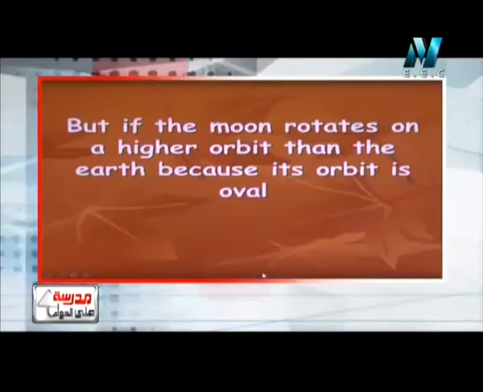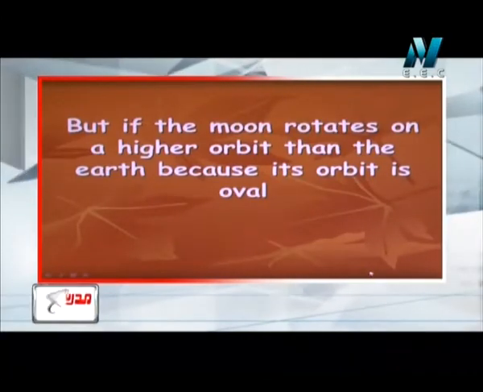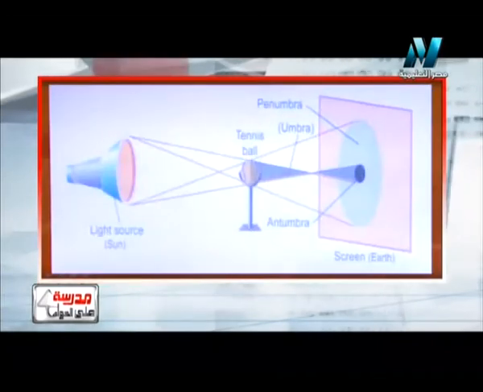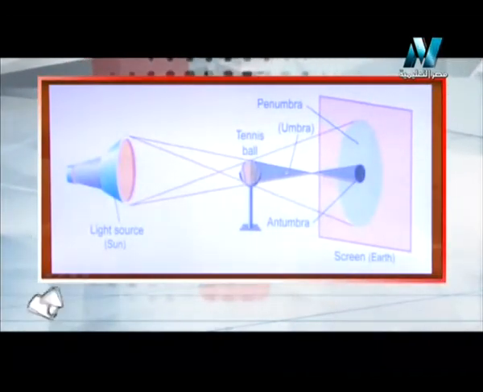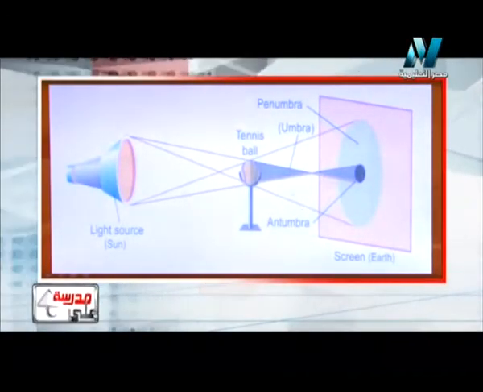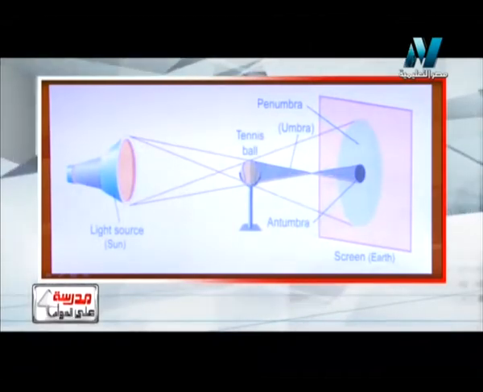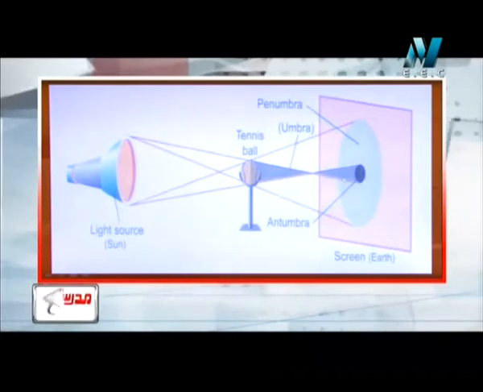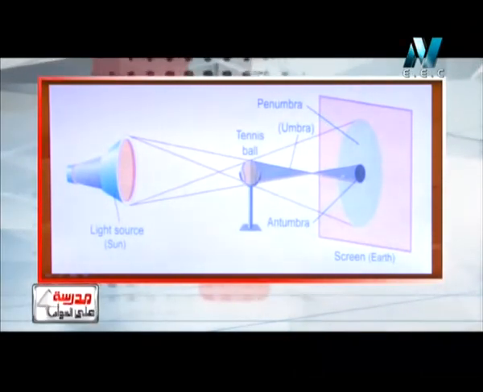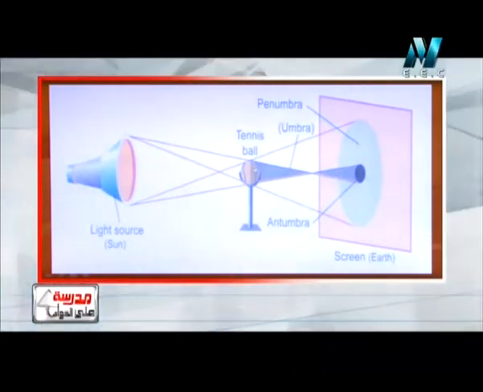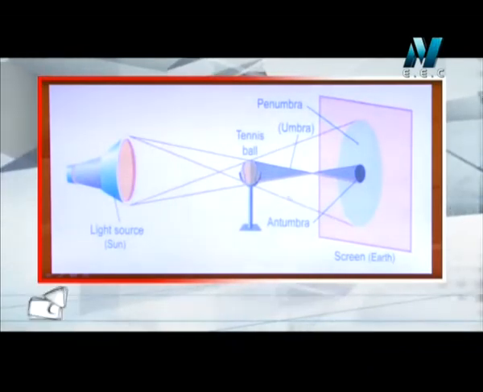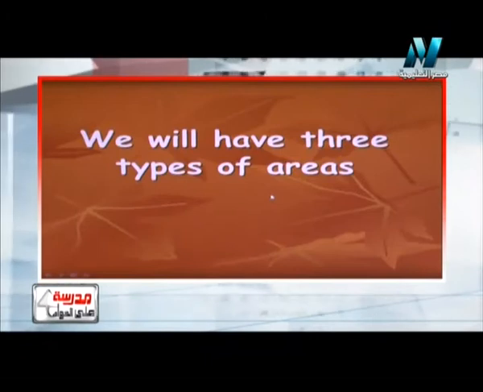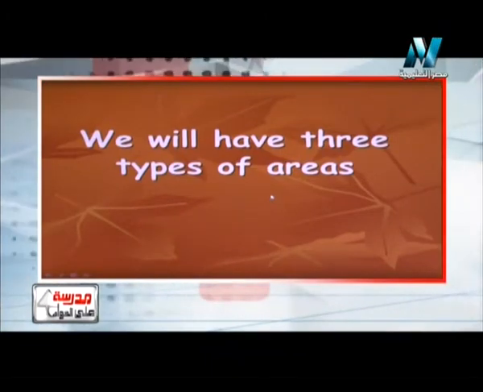So what happens if the moon rotates on a higher orbit than the earth, because its orbit is oval? Okay, here I have area umbra and penumbra, surely as what happened before, and another new area here which is called antumbra. So here عندي هنا منطقة جديدة, new area هنسميها antumbra, but here I have the umbra and penumbra which I have studied before. Okay, so here we will have three types of eclipses or three types of areas.